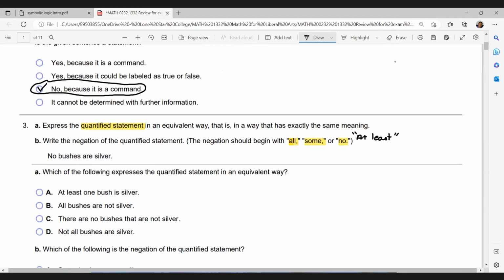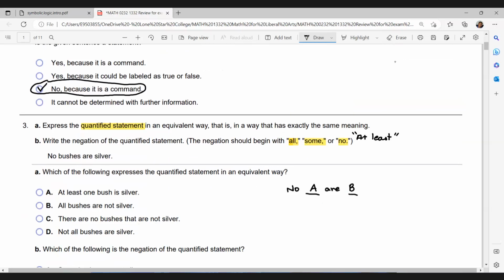So we have something that says no bushes, and instead of saying the word bushes, I'm going to say no A are this, and I'm going to call this B. The reason I'm saying A and B is because we can have whatever else we want there. So no plants are vegetables or something like that. That's why I'm using A and B rather than no bushes are silver.